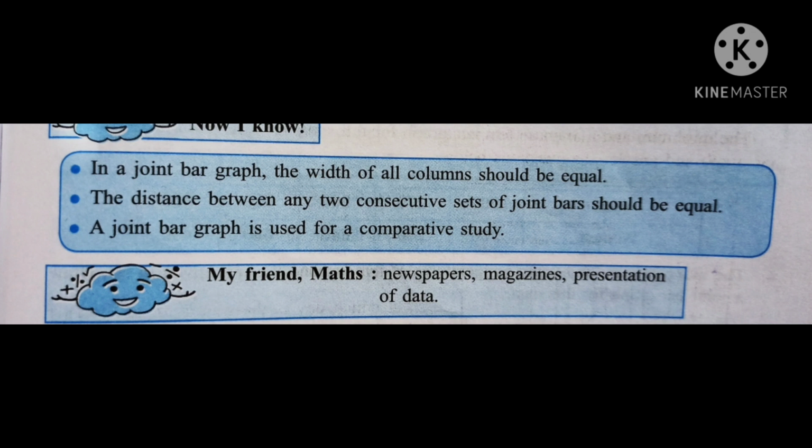From these examples, we come to know that in a joint bar graph, the width of all columns should be equal. The distance between any two consecutive sets of joint bars should be equal. Joint bar graph is used for comparative study.